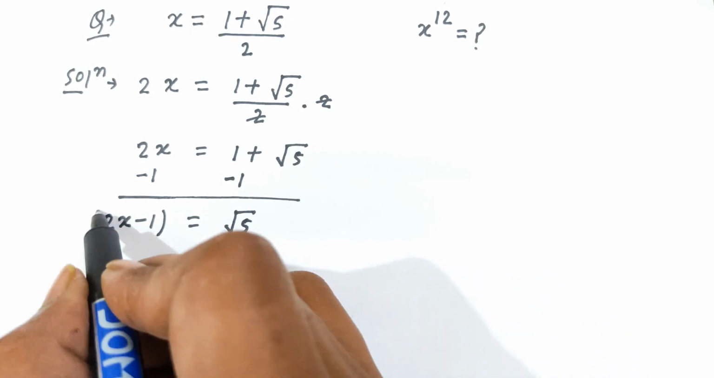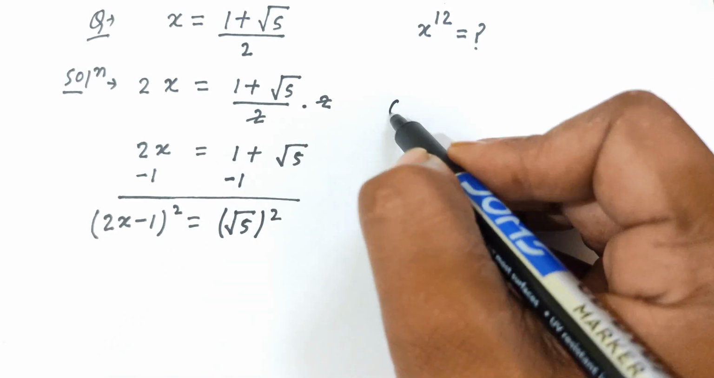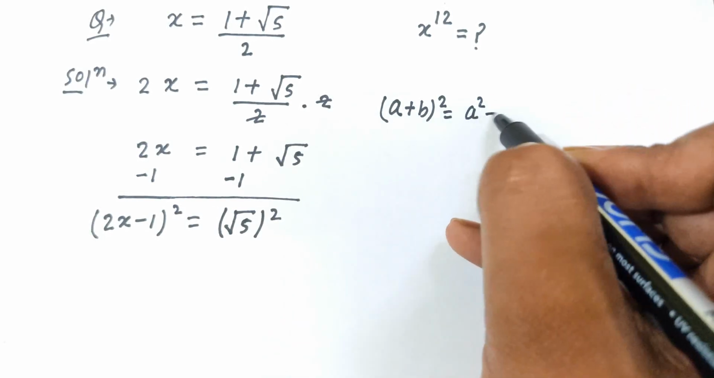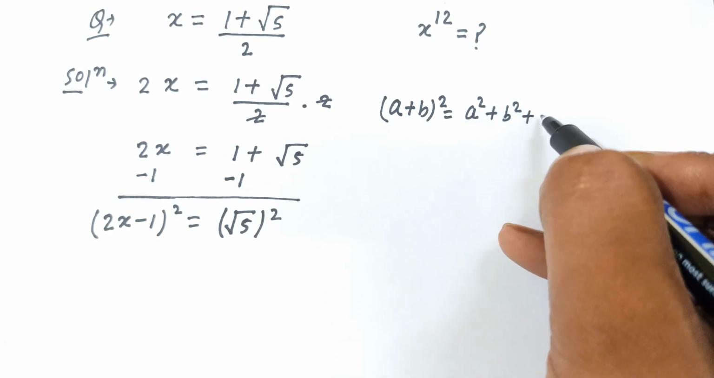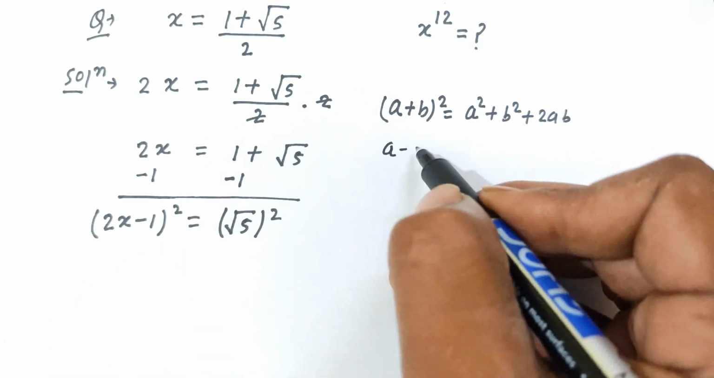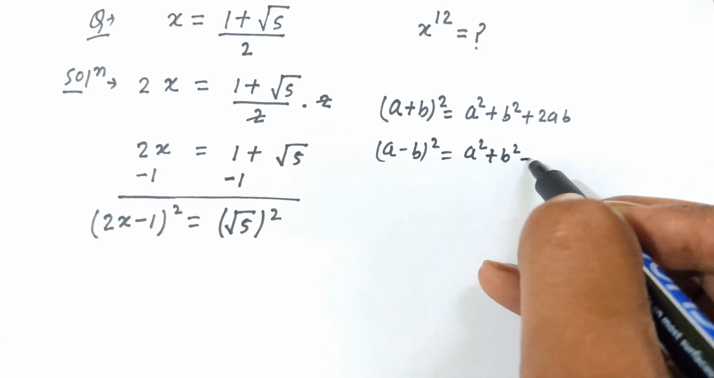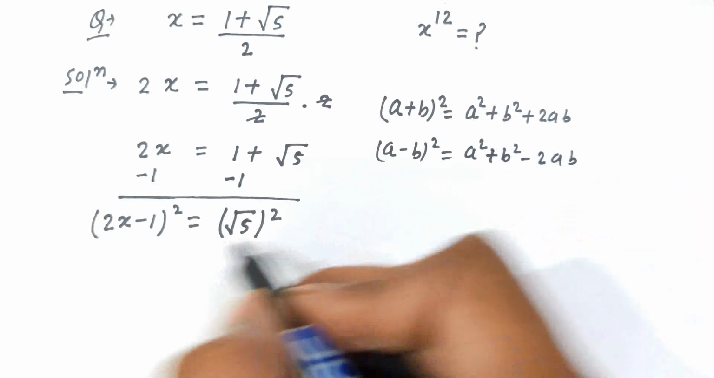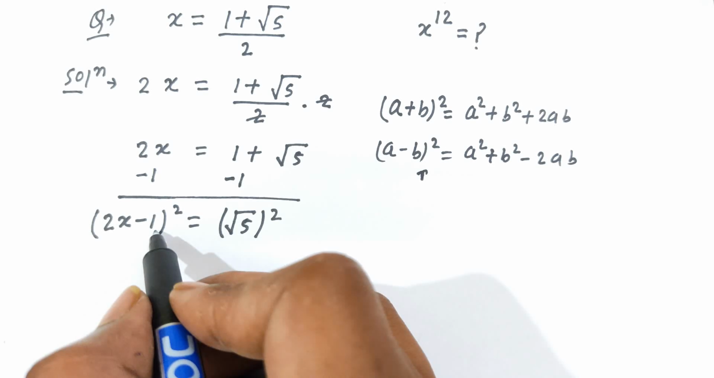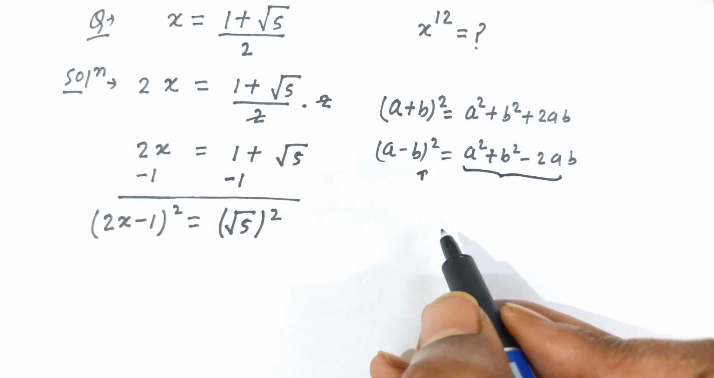Now if we take square on both sides, then on the left hand side we will apply the algebraic identity (a plus b) whole square is equal to a square plus b square plus 2ab. Sorry students, here there is a negative sign, so here we will apply (a minus b) whole square, that is a square plus b square minus 2 times ab. Here we will apply this rule. Let this 2 times x is a and this 1 is b. Then (a minus b) whole square, and we know that (a minus b) whole square is a square plus b square minus 2 times ab.